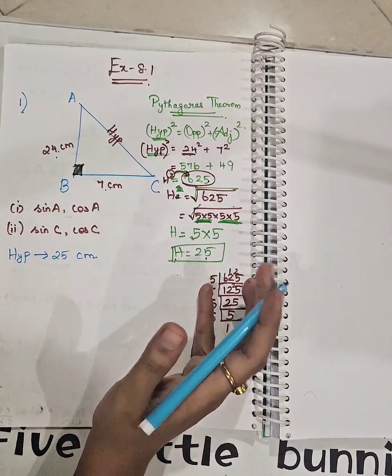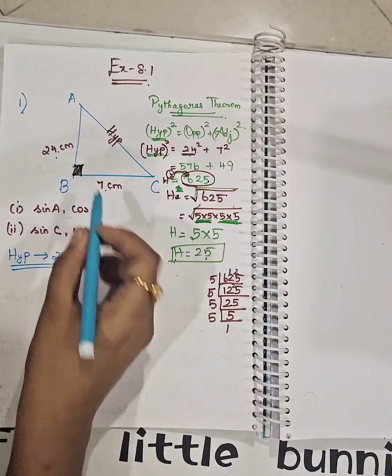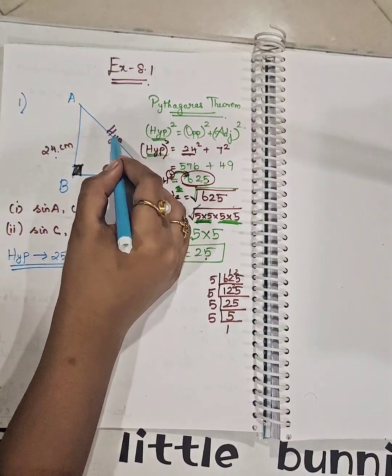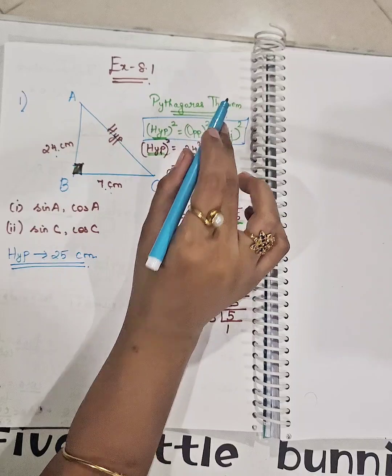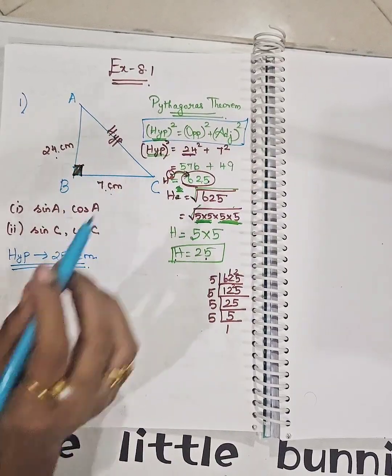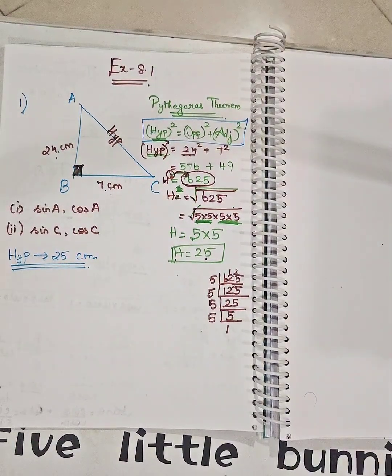Hope you can understand, students, how to find the third side. Two sides are given. How to find the third side? Only by using Pythagoras theorem can we find the third side of a right angle triangle. Next, let us start with the question.